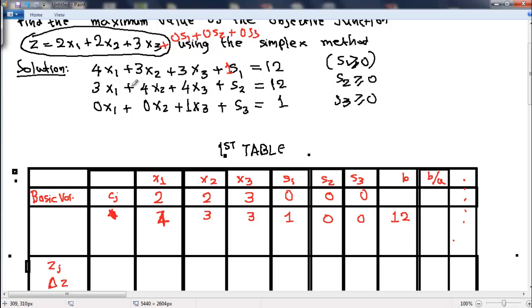Then we go to the second row. I complete in the same way, and I have 3, 4, 4, then 0, 1, 0, and the coefficient here, that's 12. And for the third row I have 0, 0, 1, 0, 0, 1, and 1.